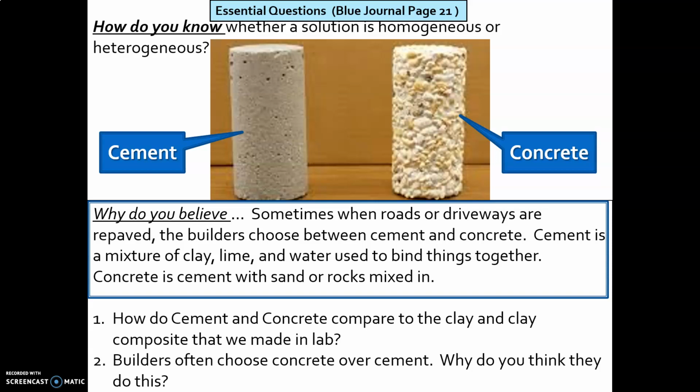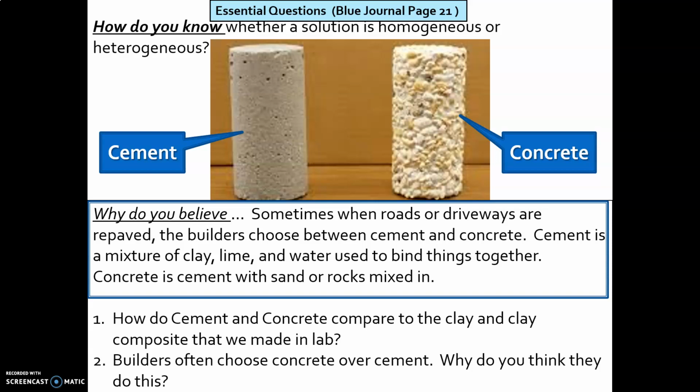Very good, right? The cement is definitely similar to the clay mixture that we had, and the concrete, because you can see the different pieces of rocks and sand in it, is definitely similar to our composite material that we had made. So for number 2, builders often choose concrete over cement.